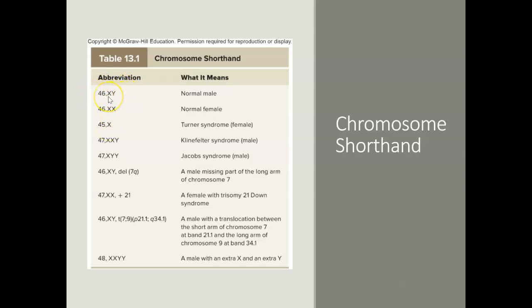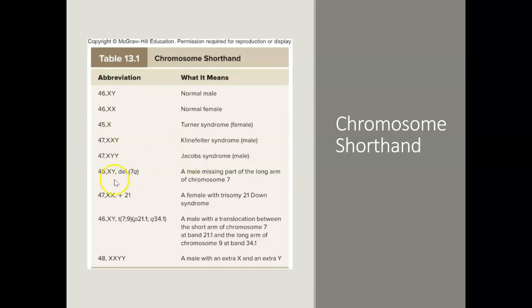46XY would be an individual with male sex. 46XX would be an individual with a female sex. 45 is someone who's missing a chromosome, and in this case you have a missing X chromosome. That's called Turner syndrome. And then here are some other syndromes that are related to that. You can have an extra X or an extra Y chromosome and have Klinefelter or Jacobs syndromes. So again, these individuals have 47.